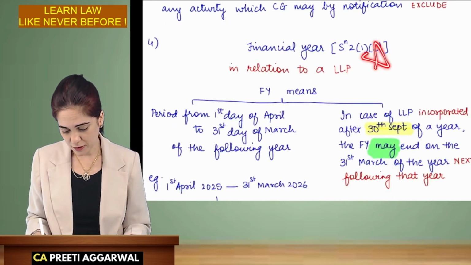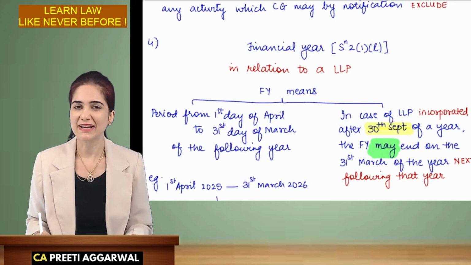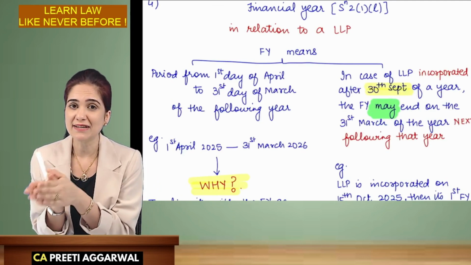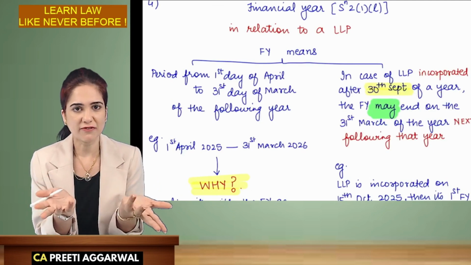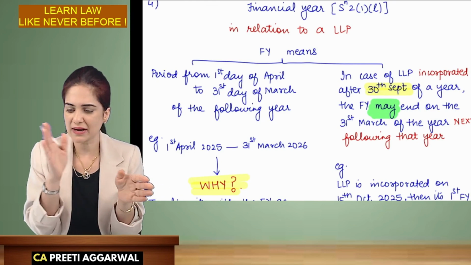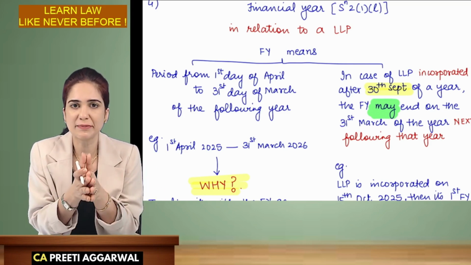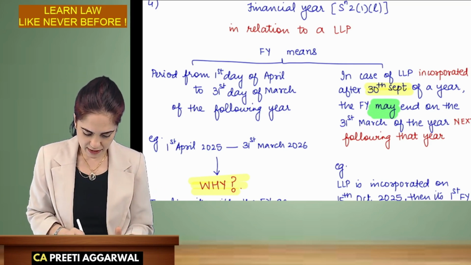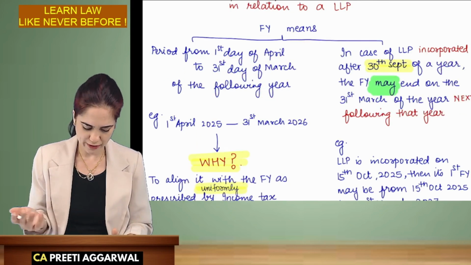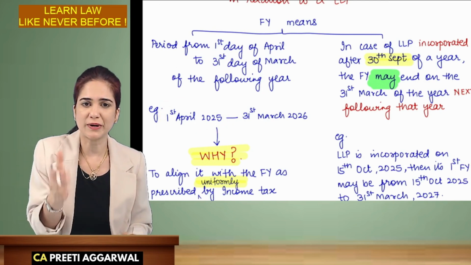Next, and very important definition, financial year. Very similar to the definition we discussed in Companies Act. So financial year is a year which begins on 1st of April and ends on 31st of March every year. This is done so that the year as per the income tax and as per your accounting financial year remains the same. So it is to bring them in sync. It is the period from 1st day of April to 31st of March of the following year. So, for example, 1st April 2025 to 31st March 2026.